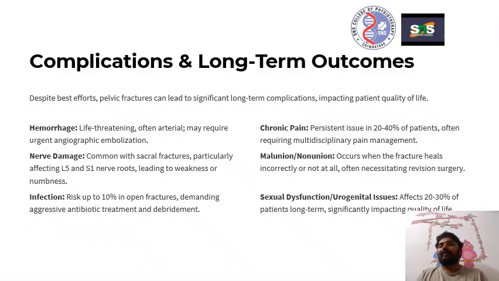Then chronic pain, a persistent issue in 20 to 40% of the patients, often requiring multidisciplinary pain management. Malunion or non-union occurs when the fracture heals incorrectly or not at all, necessitating revision surgeries. Sexual dysfunction or urogenital complications affect 20 to 30% of patients long term and significantly impact quality of life.